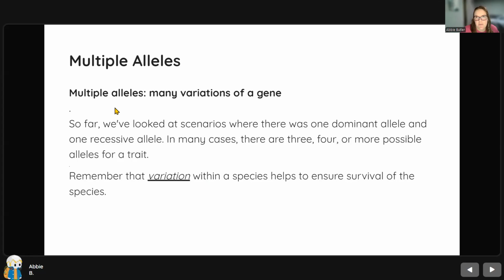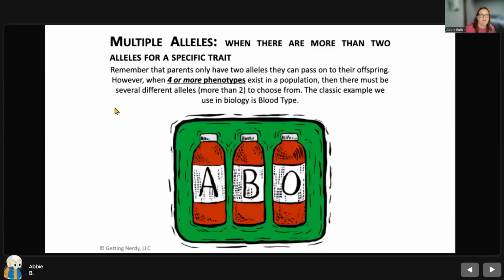And the variation within the species helps to ensure the survival of that species. So we don't want everything to be cloned exactly the same. We do want variation, but this helps with diversity in your population. And if your DNA is too similar, it ends up with problems later on.